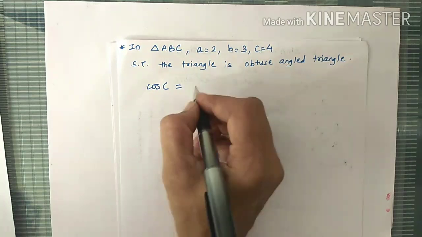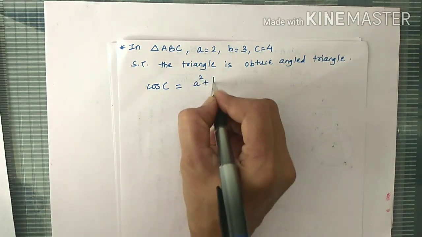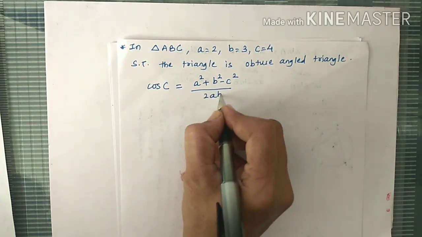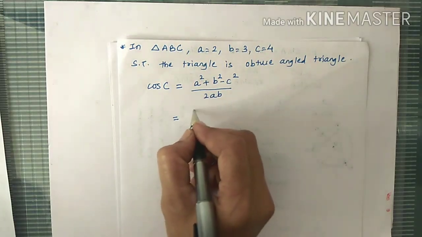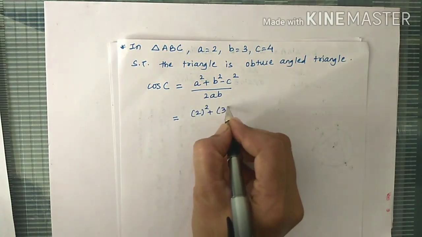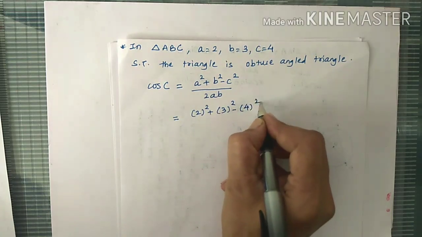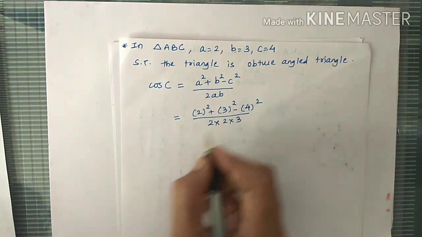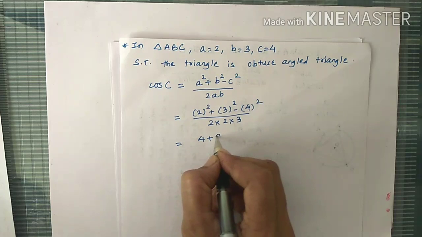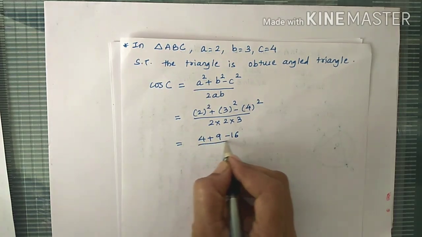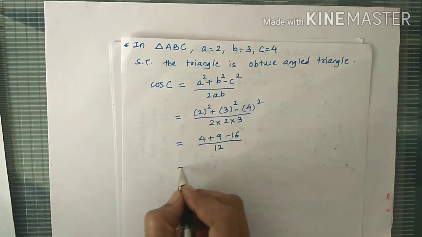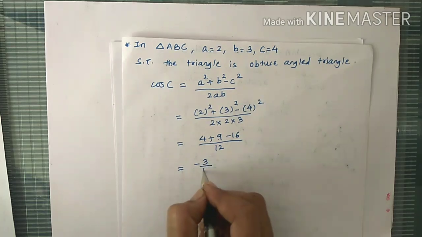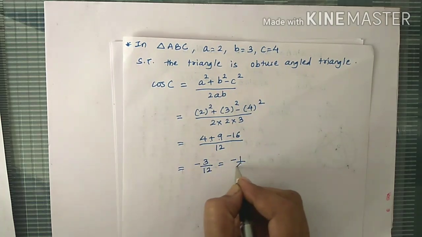So cos of C by cosine rule is a square plus b square minus c square divided by 2ab. Substitute the values. a is 2, b is 3 and c is 4, divided by 2ab. So 4 plus 9 minus 16 divided by 12. That is 4 plus 9 is 13. 13 minus 16 is minus 3 upon 12, that is minus 1 by 4.